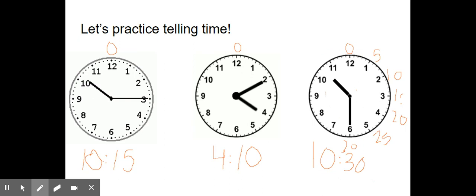Great job telling time today. Today in your packet, you're going to get to continue practicing telling time. Remember that the shorter hand is always the hour hand, and the longer hand is always the minute hand. So if you're drawing the time onto a clock, make sure that you make the hour hand shorter and the minute hand longer. Great job, and make sure to send your teacher pictures of your work.